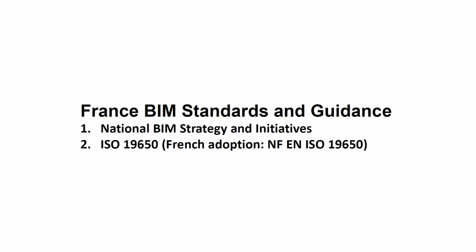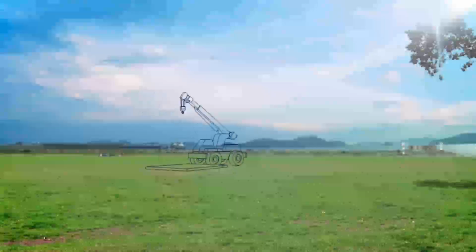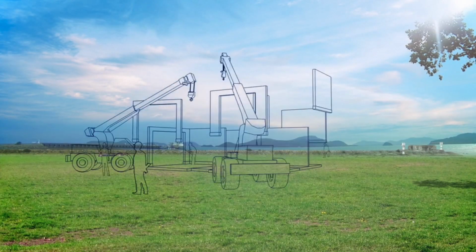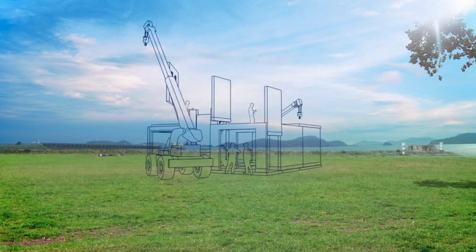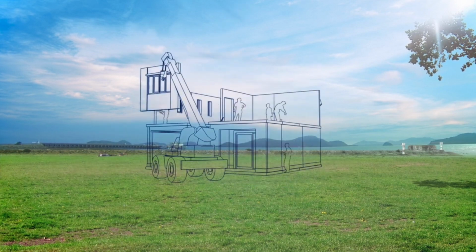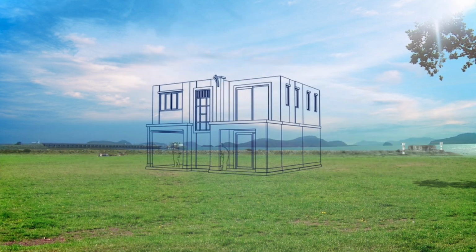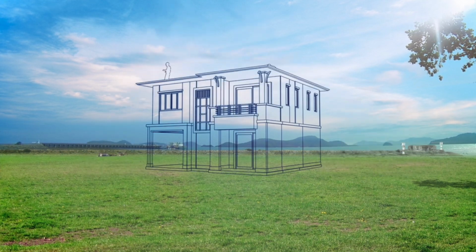2. ISO 19650 series. Adopted as NF EN ISO 19650, Parts 1 to 5. Defines a framework for information management throughout the asset lifecycle.